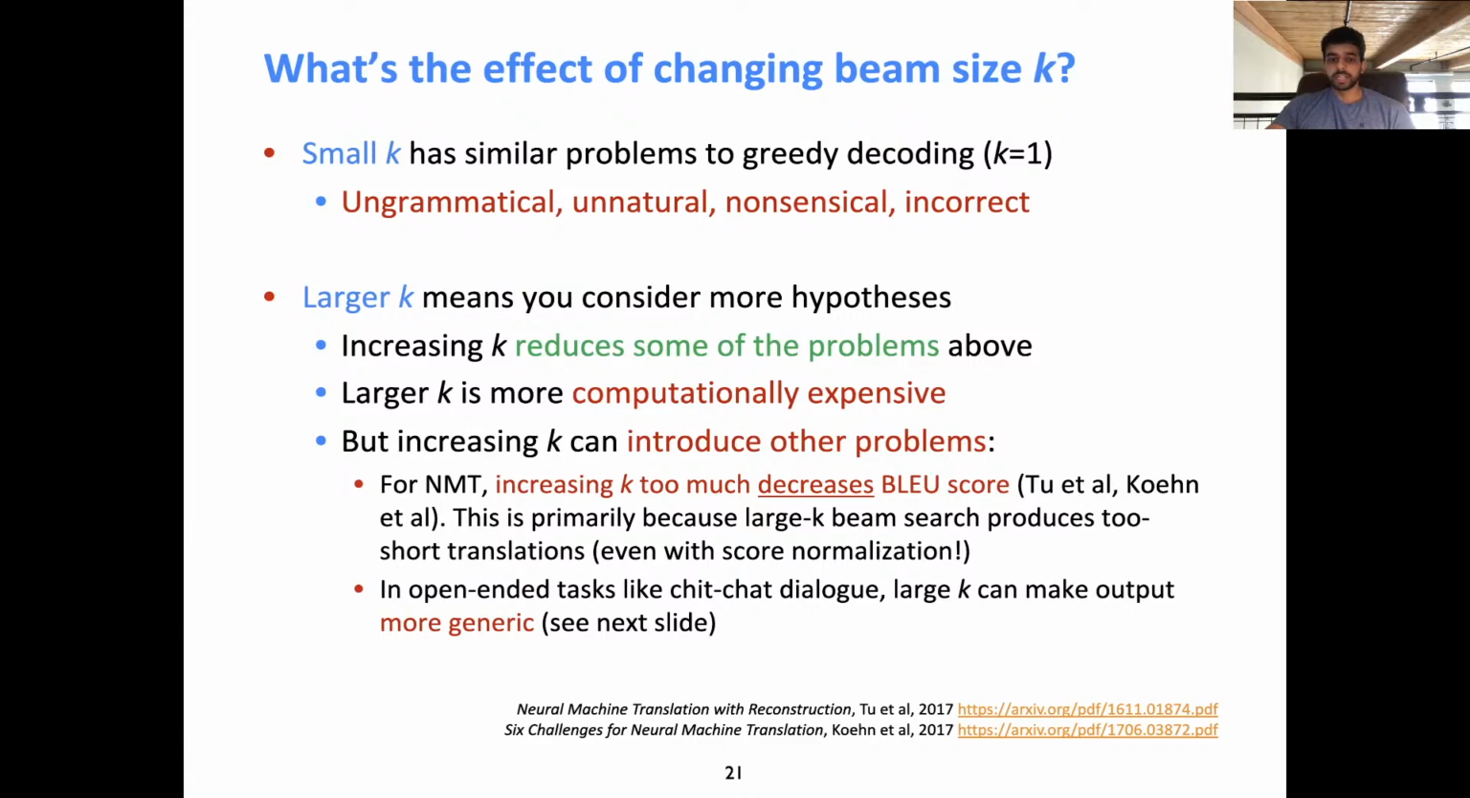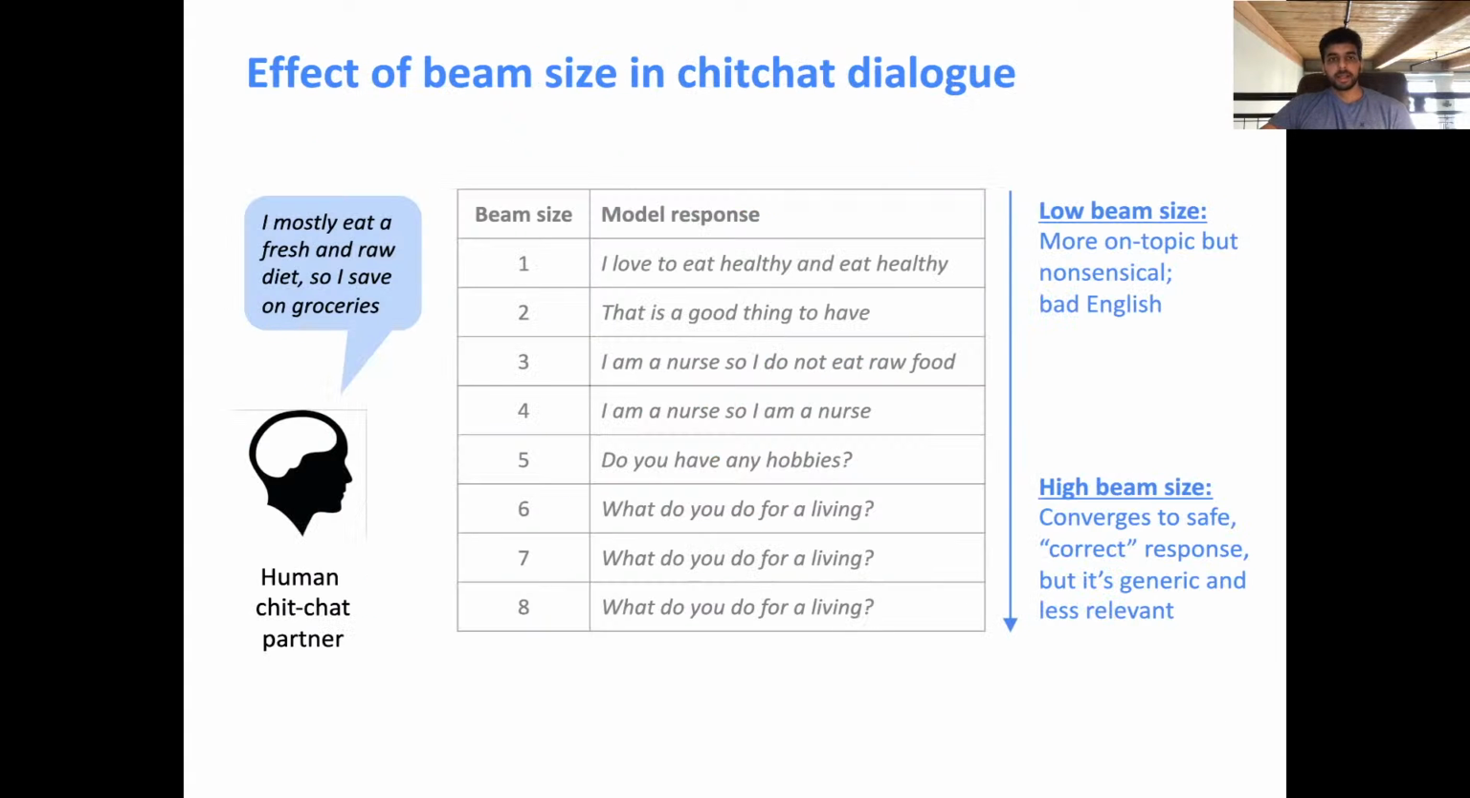On the more creative generation tasks, if you increase your beam size, your output becomes more and more generic. As an example of that, here are some responses in a chatbot using different beam sizes. In a chatbot setting, your inputs are just what some user has written into the chat box, and your sequence to sequence model takes as input the user's utterance and outputs something conditioned on that.